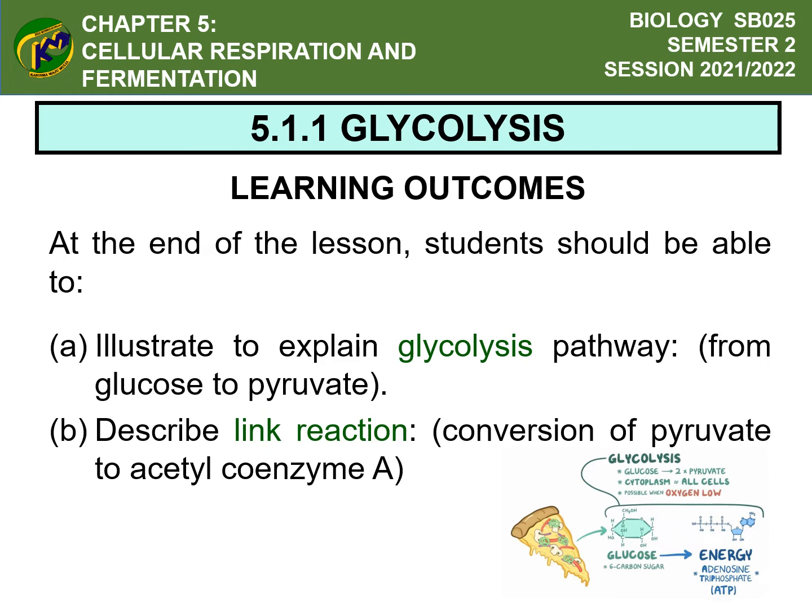Hi, this video will explain specifically the process of glycolysis, which is another part of aerobic respiration. At the end of the lesson, students should be able to illustrate and explain the glycolysis pathway, which involves conversion of glucose to pyruvate, and describe the link reaction, which involves conversion of pyruvate to acetyl coenzyme A.